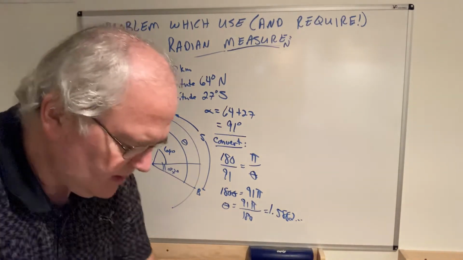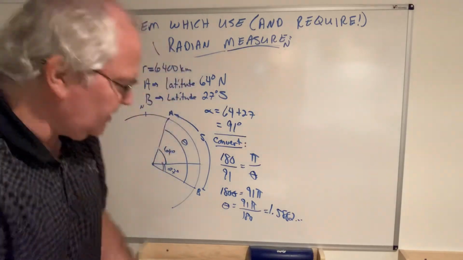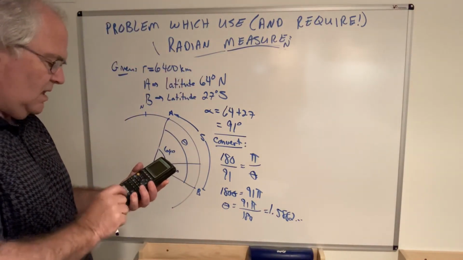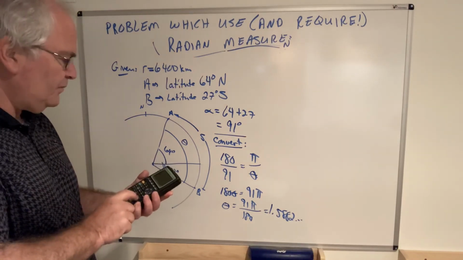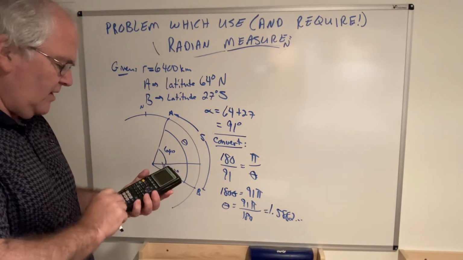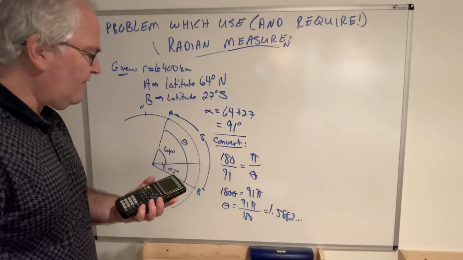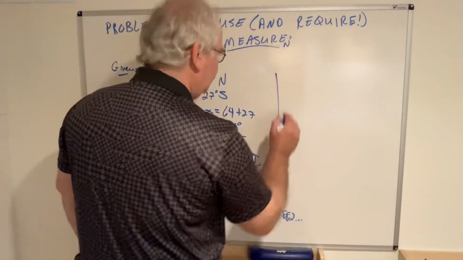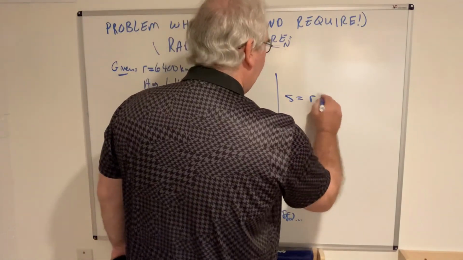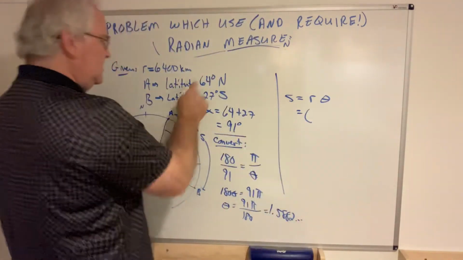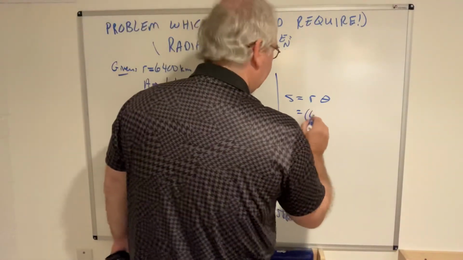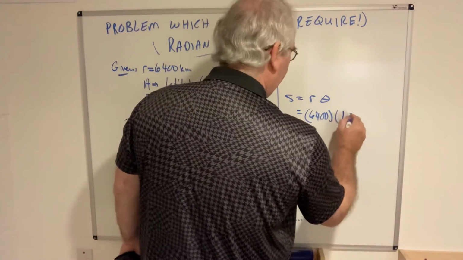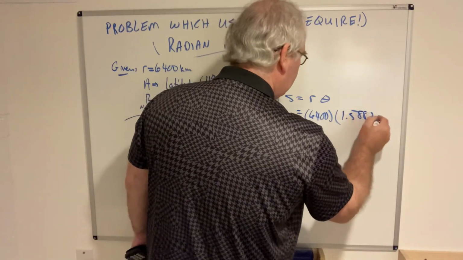Let me double check that to make sure I didn't screw this up. I've got to be careful here. So let's clear that out. Let's go 91 times pi, and divide that by 180. And there's my 1.5882, blah, blah, blah. That now goes into S equals r theta. R is 6,400, hasn't changed. Theta is the same number we just found, 1.5882.